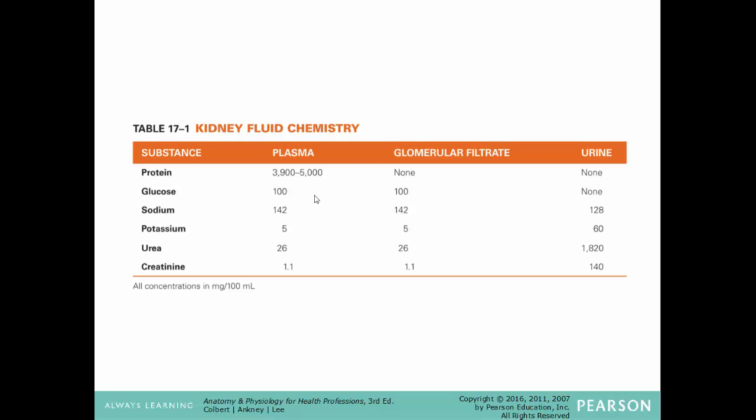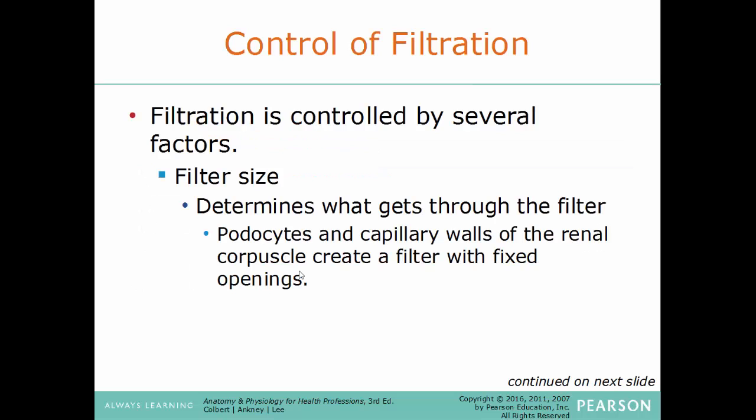Glucose, the same thing. Same thing for sodium. There should be higher amounts of potassium in urine than there would be in your blood plasma. Much more concentration of urea in your urine, much more as compared to the filtrate or in your blood. Same thing with creatinine. Much higher concentration in your urine, or it should be, compared to that of filtrate or blood plasma. Right now I'll talk about the control of filtration.